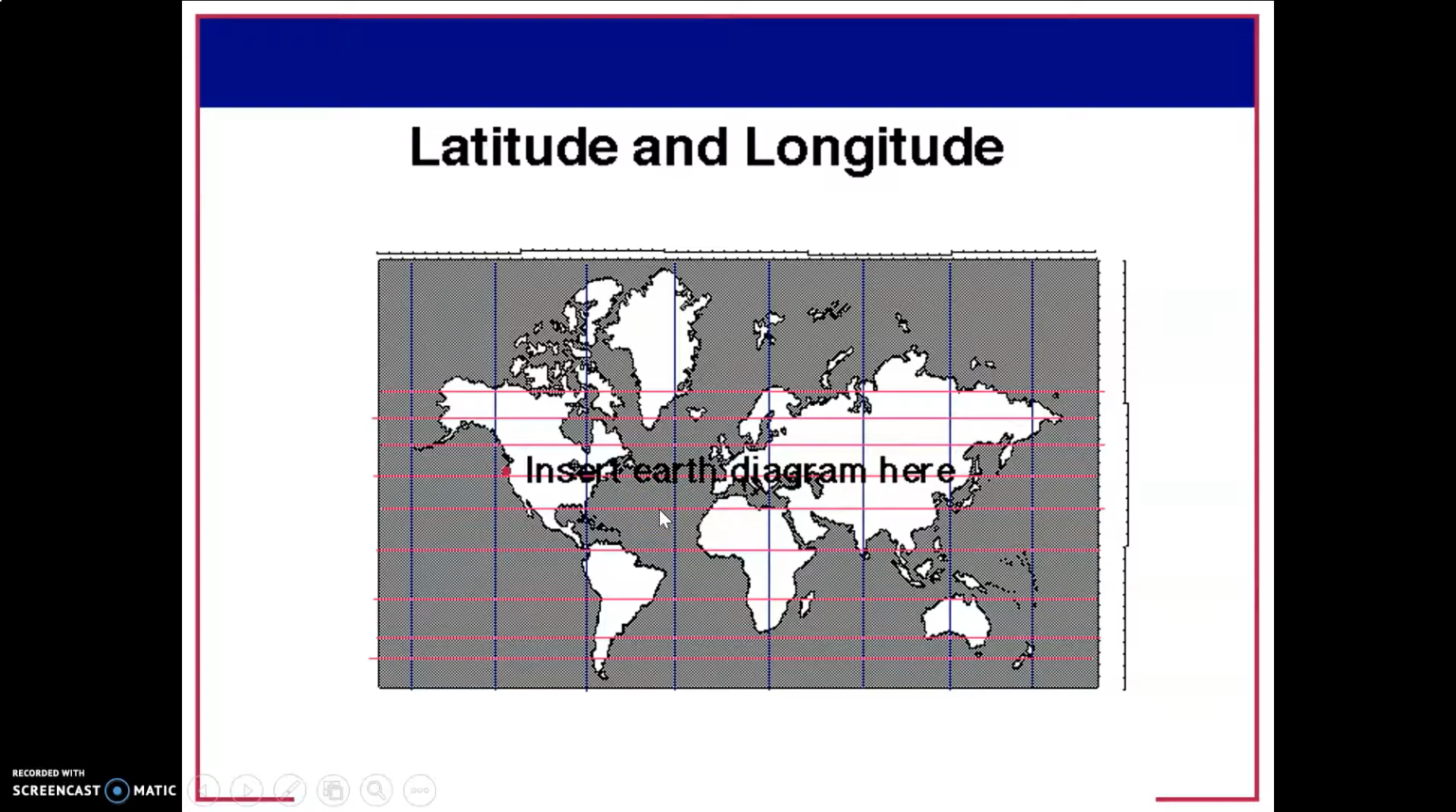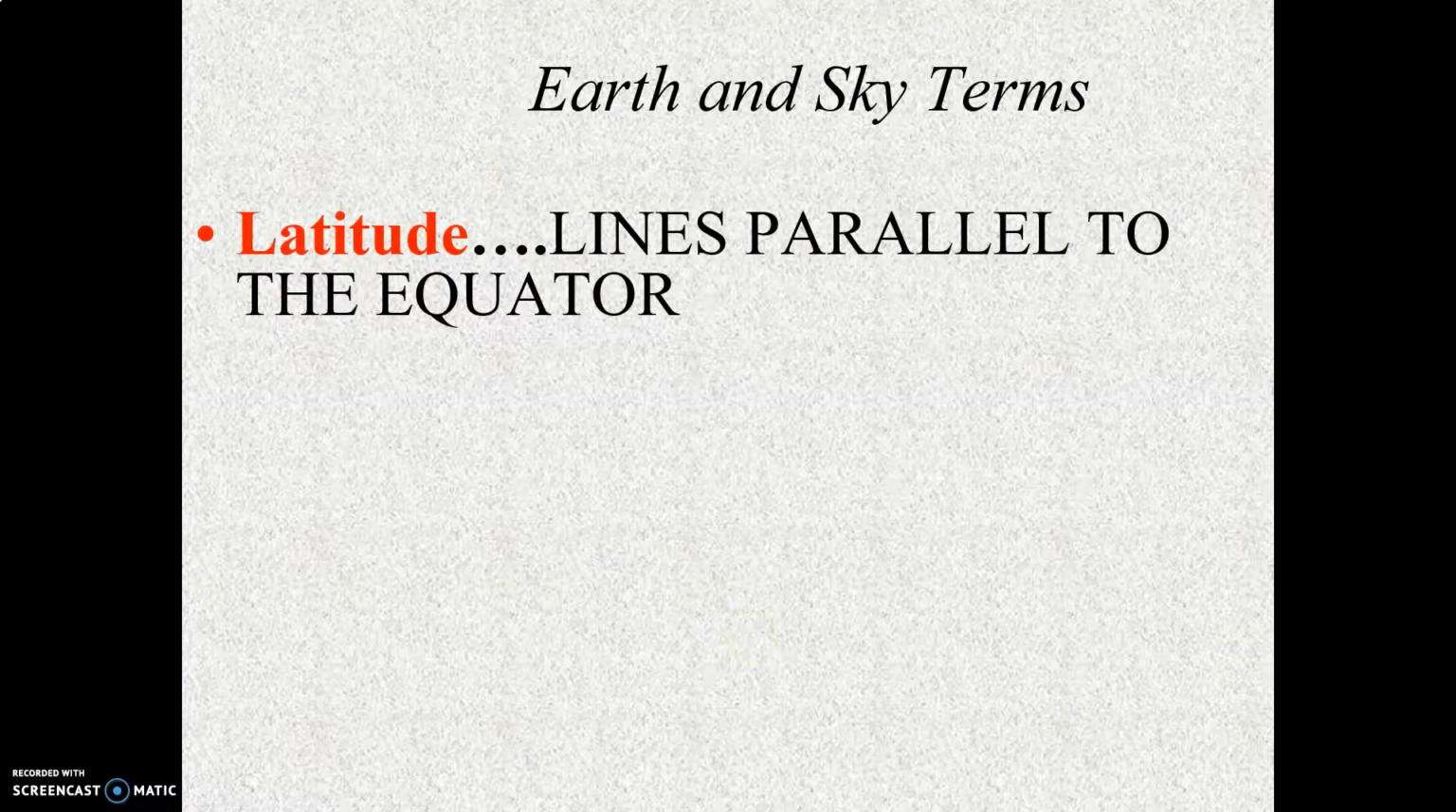The way I always remember it, I think of latitude as "fatitude." A person is fattest at the center. So the equator, the fat part of the Earth, is a latitude line. That's how I remember it. Latitude is fatitude, so latitude lines run across here. Longitude lines run up and down this way. Latitude lines run parallel to the equator.